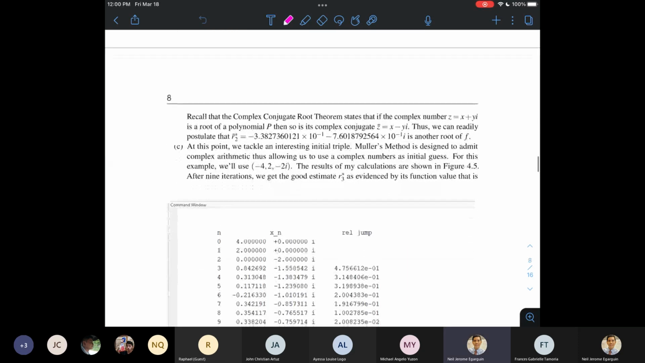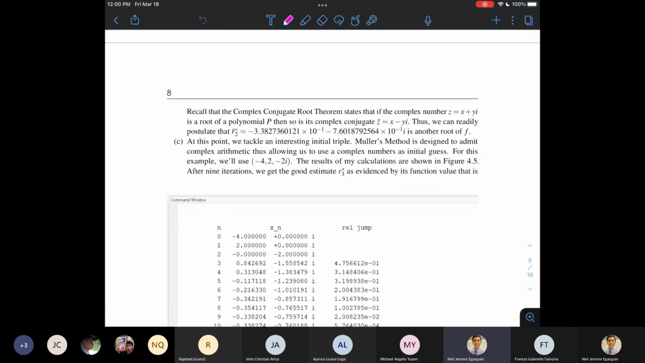Okay, good morning, everybody. So today we'll have an uphill battle, and that is to finish module number 4.